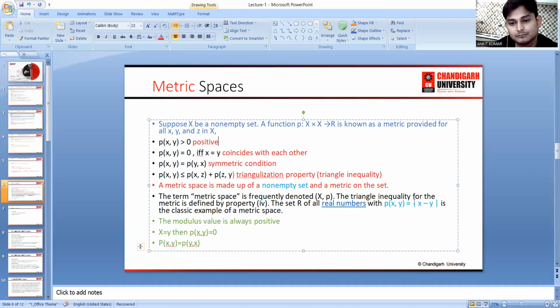So we define a function p(x, y) is equal to the modulus of x minus y. This is the classic example of a metric space. The modulus value is always positive. Basically, this function denotes the distance between the two points. So first of all, the modulus value is always positive.